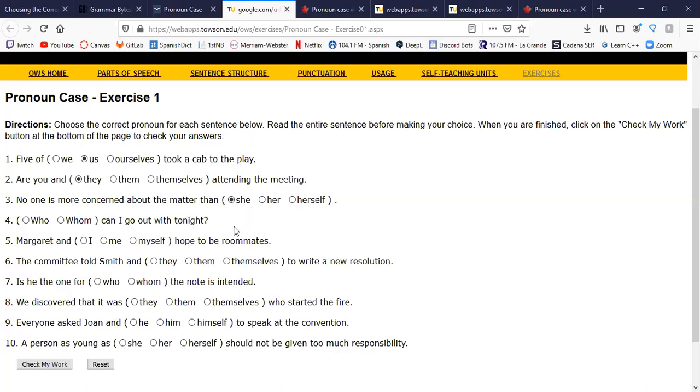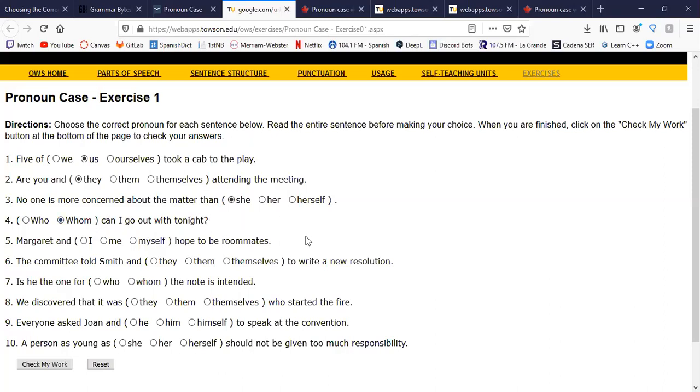Okay, number 4. Blank can I go out with tonight? So who or whom? Pause the video and think. Okay, so the correct answer here would be whom. Whom can I go out with tonight? Because I is already the subject of the sentence. So who can't be the subject. It has to be whom. Whom has to be the object. We already have a subject here, and it's not a compound subject, so whom can only be objective. So whom can I go out with tonight? Or with whom can I go out tonight? So that's your answer, whom.